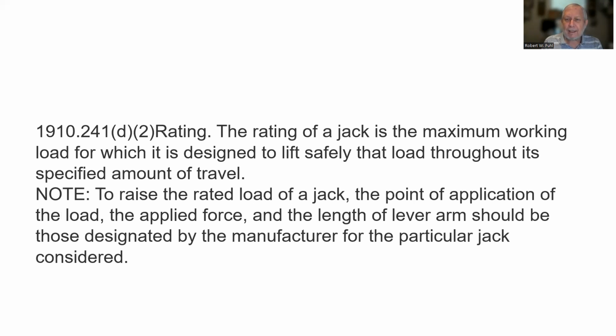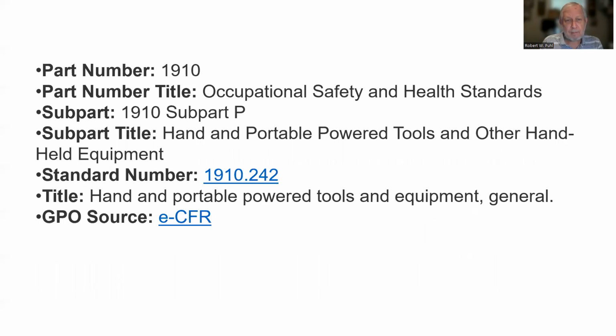Rating. The rating of a jack is the maximum working load for which it is designed to lift safely that load throughout its specified amount of travel. Note, to raise the rated load of a jack, the point of application of the load, the applied force, and the length of lever arm should be those designated by the manufacturer for the particular jack considered. So we all know that stuff like that is going to have some kind of a rating or load limit on it, which you don't want to exceed. All right, that's 241 definitions.